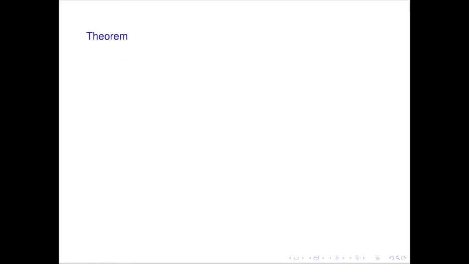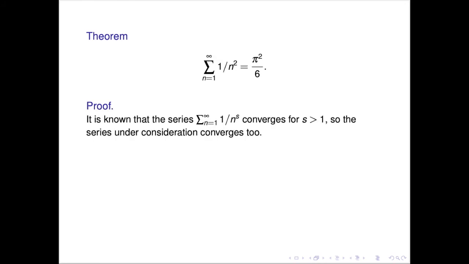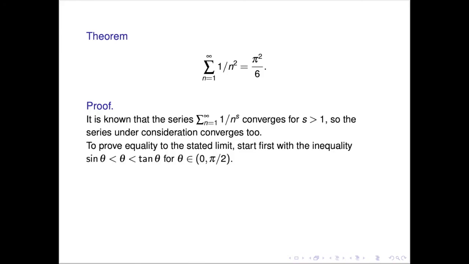After having spent a long time in laying down the necessary prerequisites, we finally come to the proof of the fact that the infinite series formed by the reciprocals of the squares of the naturals in increasing order is pi squared on 6. We know that whenever s is greater than 1, the series 1 upon n to the power s as n goes from 1 to infinity converges, and so the series under consideration, where s equals 2, also converges.